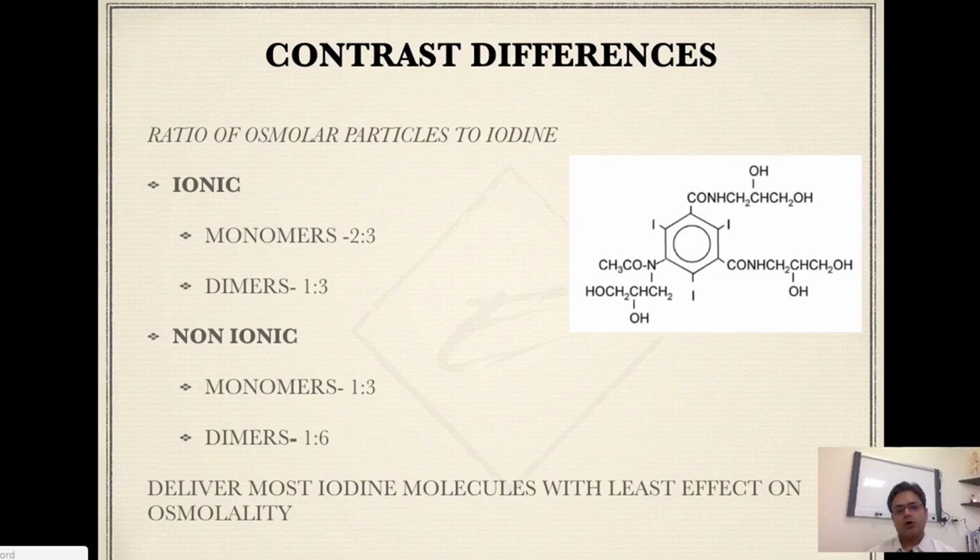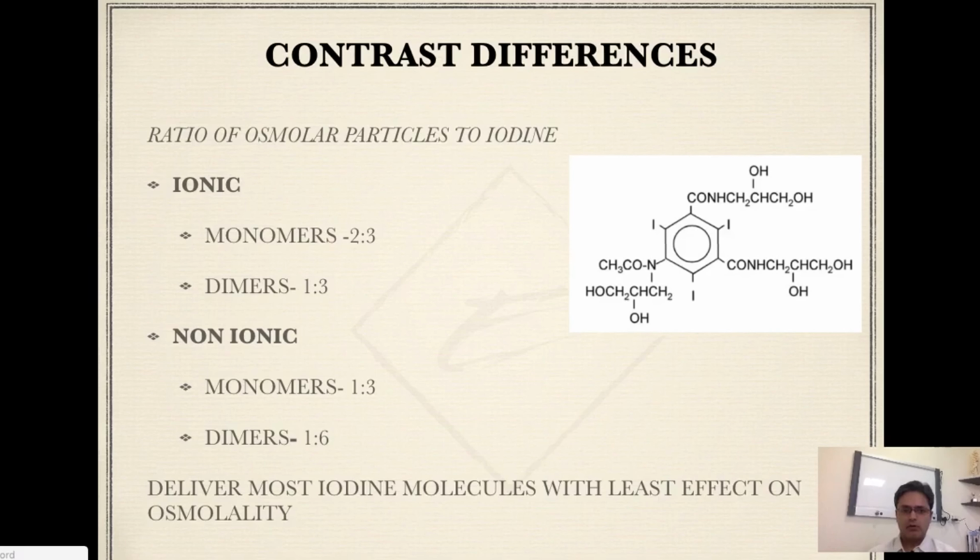Now moving on to the non-ionic ones. Non-ionic ones again can be monomers or dimers. When we're talking about non-ionic monomers, there is only one osmolar particle because there is no anion or cation, and a monomer will give us 3 iodine molecules. So the ratio of osmolar particles to iodine is 1:3. When we move on to dimers, this changes because a dimer would have 2 benzene rings, and hence we'll have 6 iodine molecules, but there's only one osmolar particle because there are no anions and cations, so the ratio is 1:6.